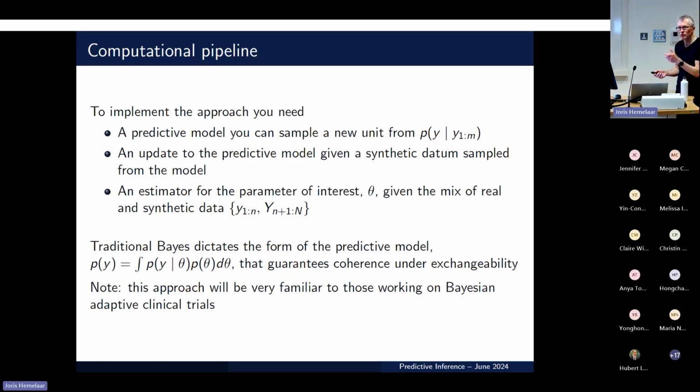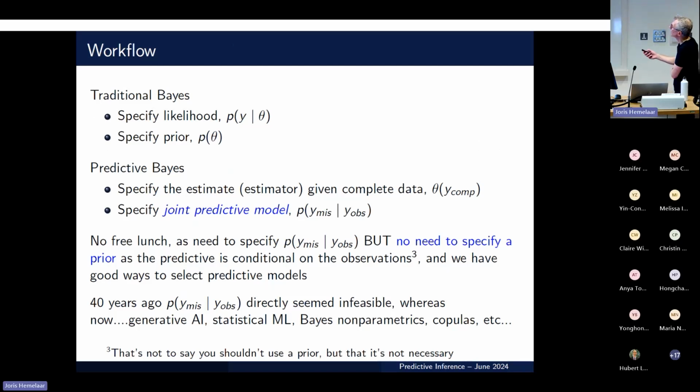And that's different, of course, to the uncertainty quantification that comes from non-Bayesian, classical, frequentist measures. So in traditional Bayes, you specify a likelihood and a prior. Here we're specifying an estimator: what are you going to do if you had all the data, and a joint predictive model?